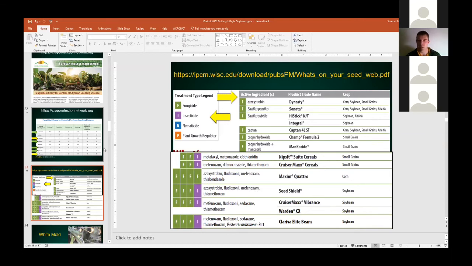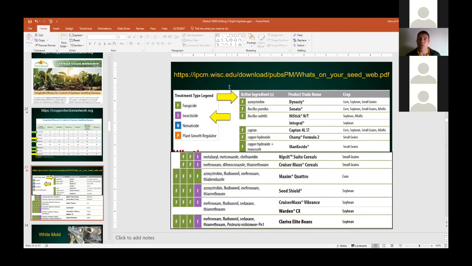So if you go to this website and take a look at this publication, there's a legend on the left-hand side where the Wisconsin extension people have categorized these just by color: fungicide, insecticide, nematicide, plant growth regulator. Okay, so you can quickly look over here across the top. You've got active ingredient, the trade name, and the crop. So Wisconsin doesn't really care about some of the crops we grow like sunflowers, but they do have small grains and soybeans and corn, so those are fairly important.